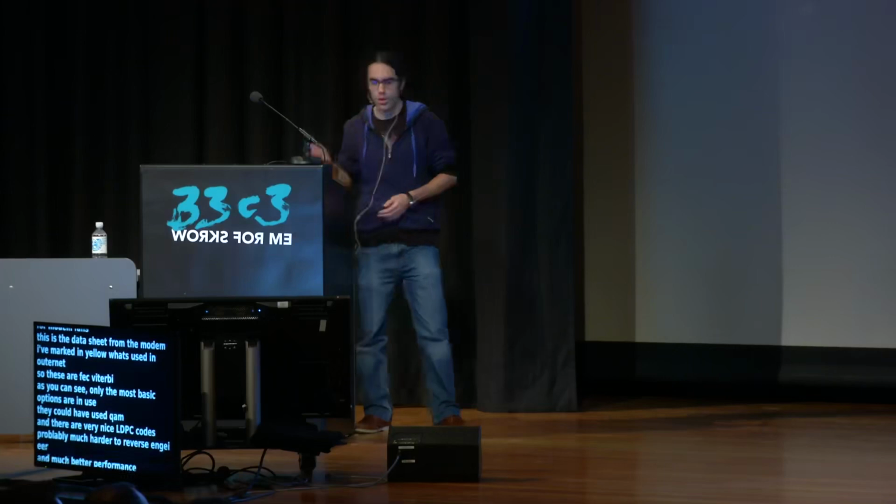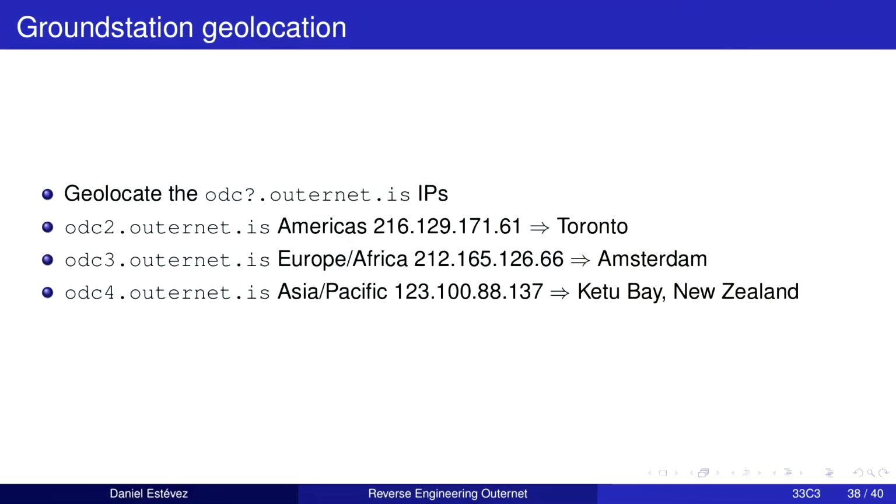What else? Well, you have the IPs for the ground stations. So you can geolocate them, use any online tool. Maybe you want to know where the ground stations are. So the Americas is in Toronto. The Europe, Africa is in Amsterdam. I don't know if there's anyone from Amsterdam in this room.